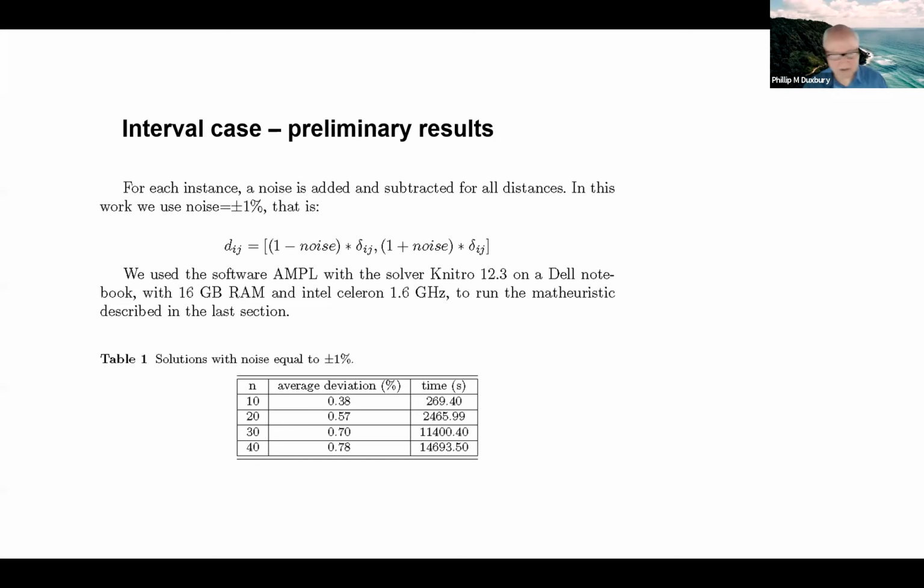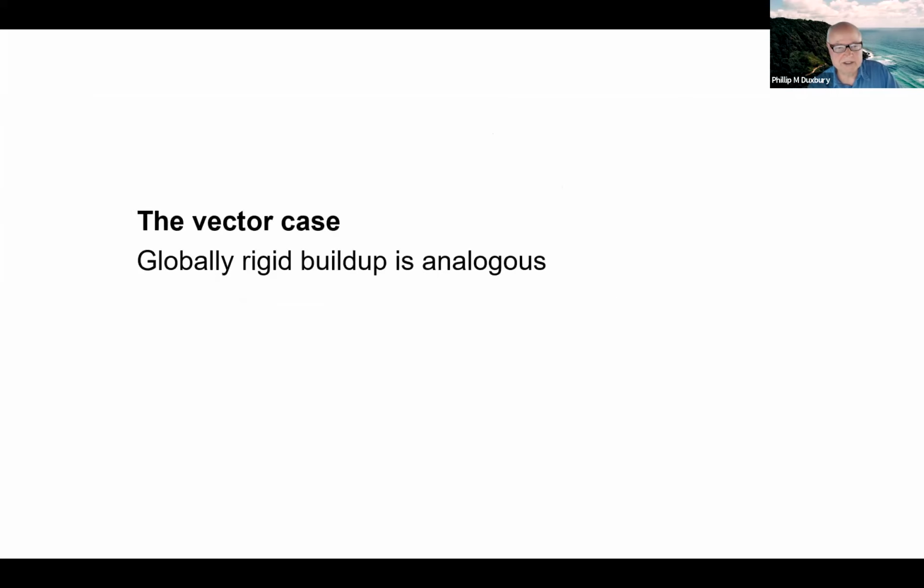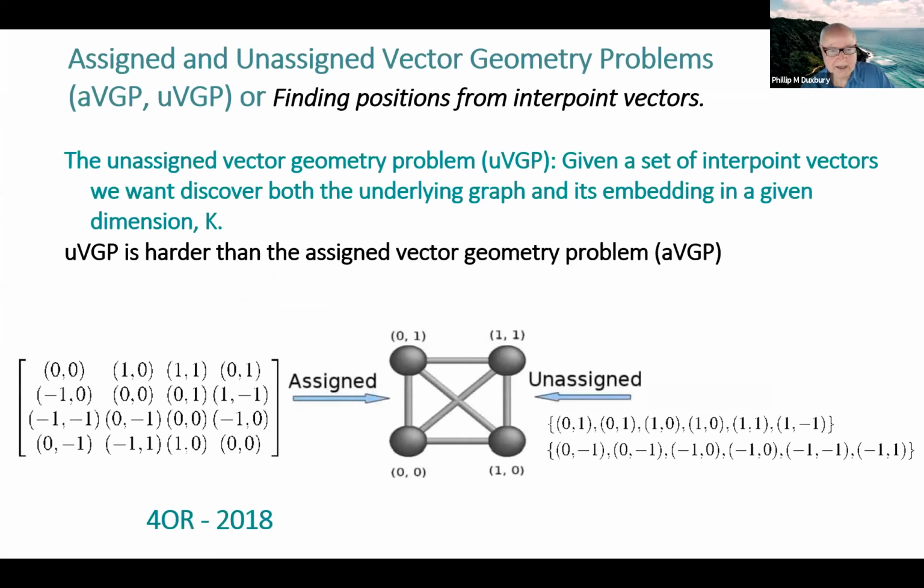So what I want to do now is talk a little bit about vector problems. Vector problems are cases where instead of being given the interatomic distances, we are given the vectors. So we can have assigned and unassigned versions of these, and these have been looked at a bit in the literature that follows on from the original work of Lemke, Skinner, and Smith.